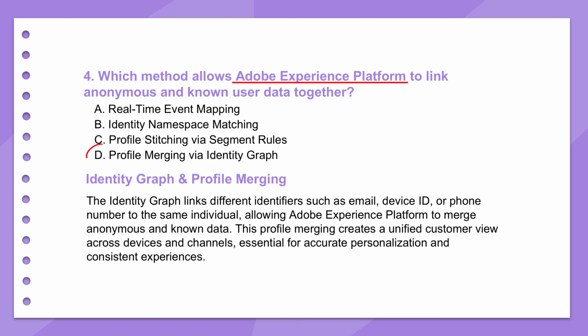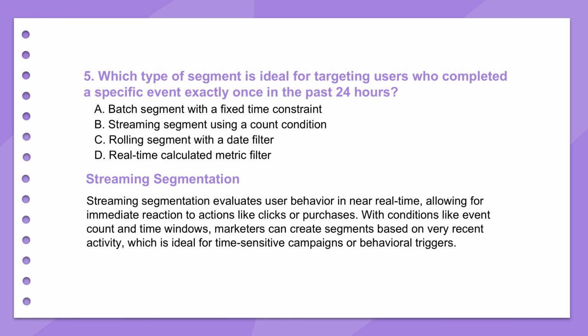Now, let's say you want to target a very specific group based on a particular action they took within a really specific time frame. Question 5 asks which type of segment is best for targeting users who performed a specific event exactly once in the last 24 hours. Yeah, the ideal choice here is a streaming segment using a count condition. The streaming part is really key because it means the segment is continuously evaluating user behavior in near real time. It's constantly updating who qualifies.